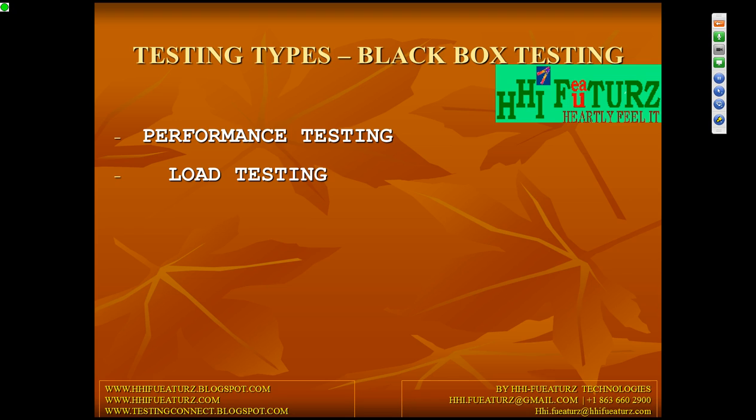Predetermined levels of resources means there is some server, some computer. What is the configuration of that computer? What hard disk are they using? What is the processor? What is the RAM? What is the memory? What motherboard are they using? That is nothing but predetermined levels of resources. Executing the application under predetermined levels of resources to estimate performance is performance testing. Performance testing is again divided into two subtypes: load testing and stress testing.